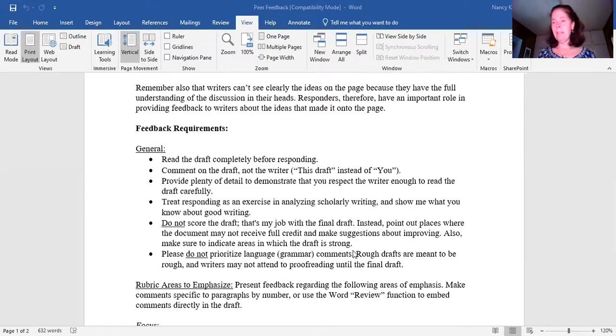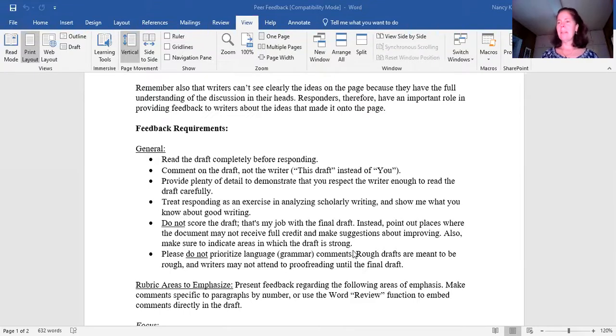Provide plenty of detail, right? So if the writer has given you 3 pages of a draft and you only have a comment at the top of one page and the bottom of a second page, that's really not respectful. You haven't really engaged with the document. So make sure to be detailed. Make sure to, again, look for opportunities to praise. And then decide on some key issues that you want to ask for more work on.